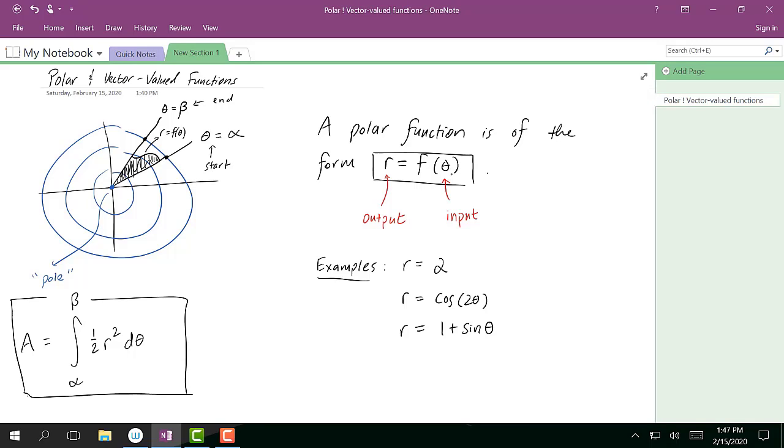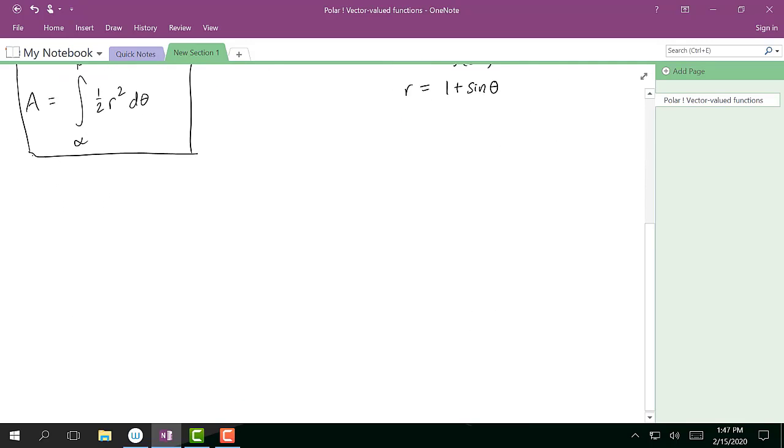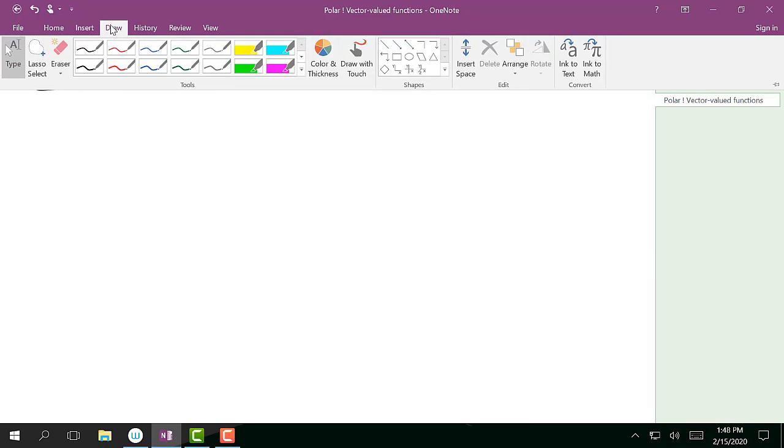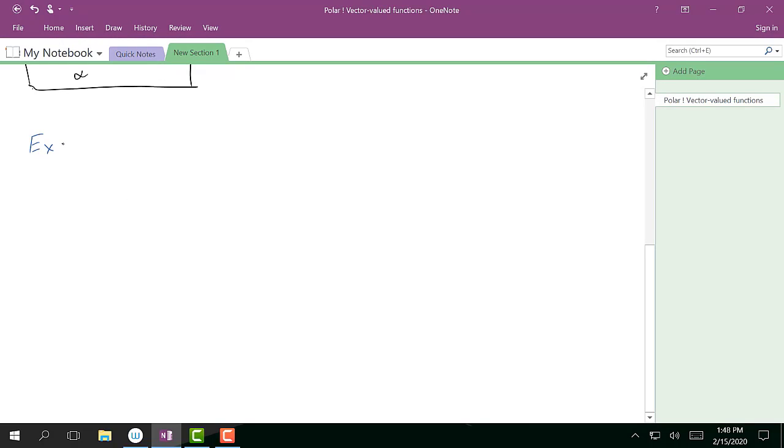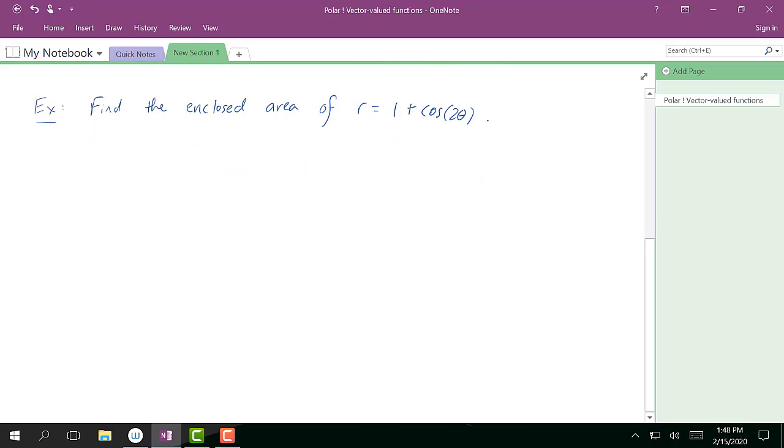So we're going to go ahead and start by looking at an example. That example is as follows. We're going to find the enclosed area. Now, of course, I have to give you some polar functions. So we're going to say r equals 1 plus cosine of 2 theta. Okay. Let's say for just a moment you're not quite sure what this looks like.